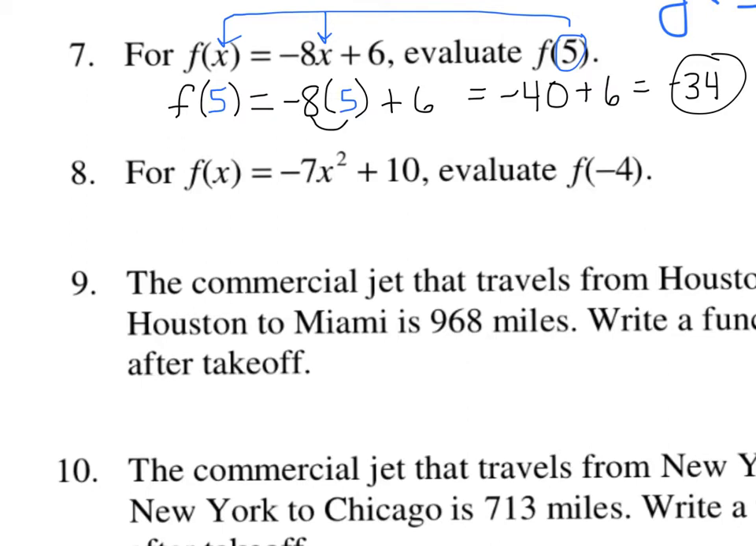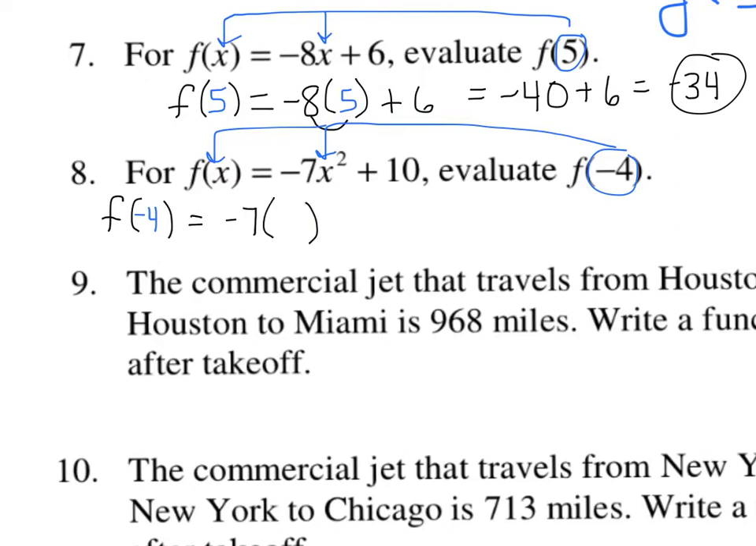Same thing for number 8. We're going to take the negative 4 and we're going to plug it in for x. So f of negative 4 equals negative 7 times negative 4, because that's where the x is, squared plus 10.